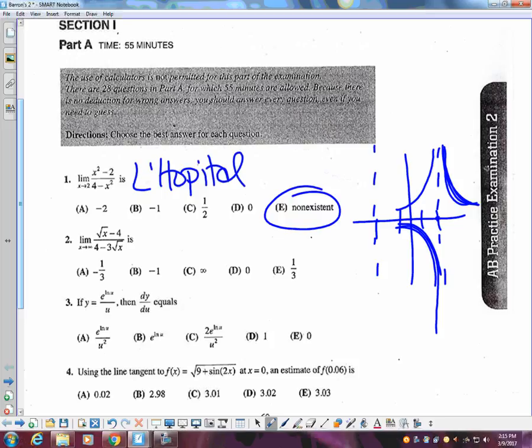Rewrite this guy with powers so we can go derivative on him.